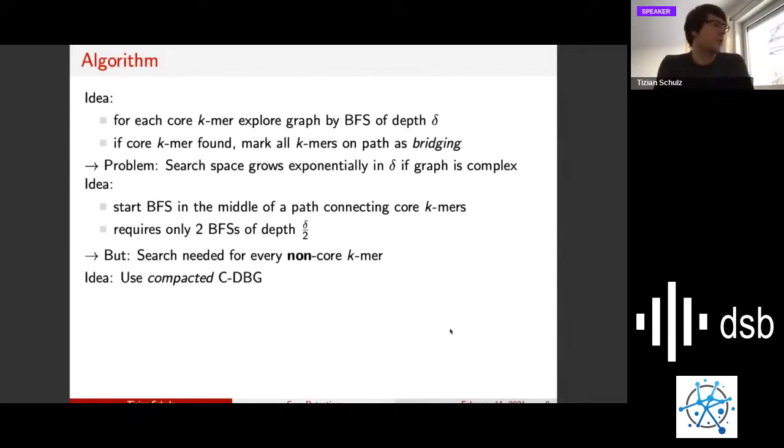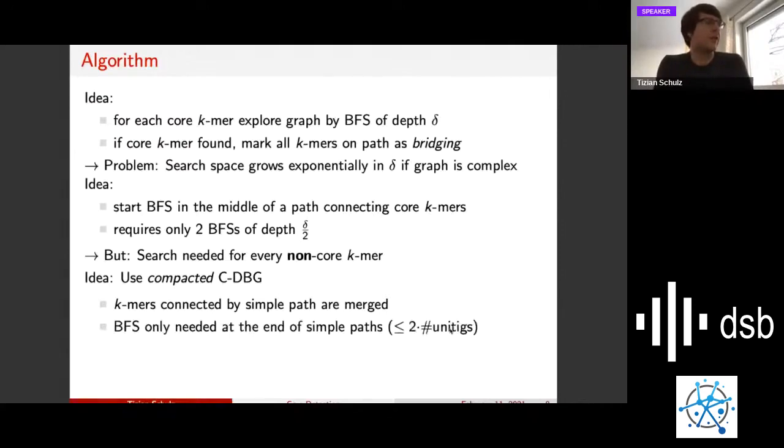We can improve a bit if we use a compacted colored de Bruijn graph here. In a compacted colored de Bruijn graph, all the k-mers that lie on a simple, non-branching path are connected to a single node, and the node is called a unitig. Now if we use such a graph, then we only need to do the BFSs for the unitigs. And usually there are a lot fewer unitigs in the graph than there are k-mers. So we can save on the number of searches that we have to do here.